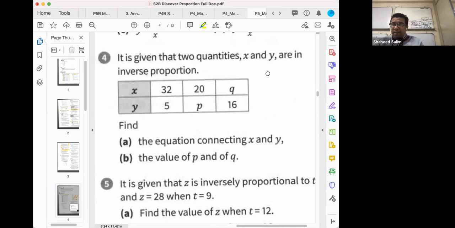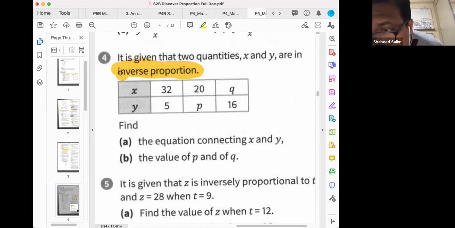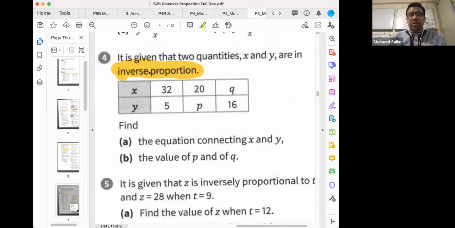Formula for K is X times Y, right? Because it's inverse, right? This is inverse. Your equation, please. Sorry? It's not inversely proportional. No, it is. They didn't ask you to see whether it's inverse. They are telling you they are in inverse proportion.